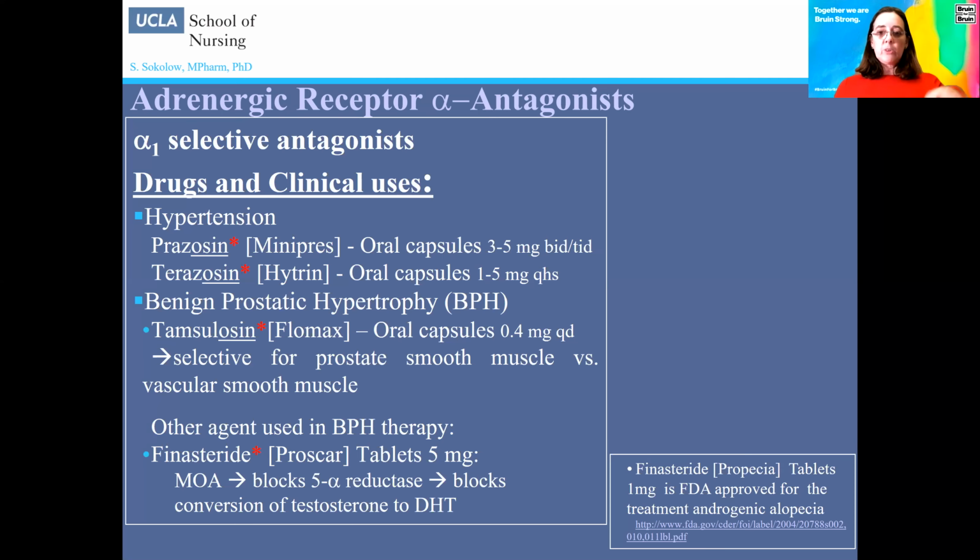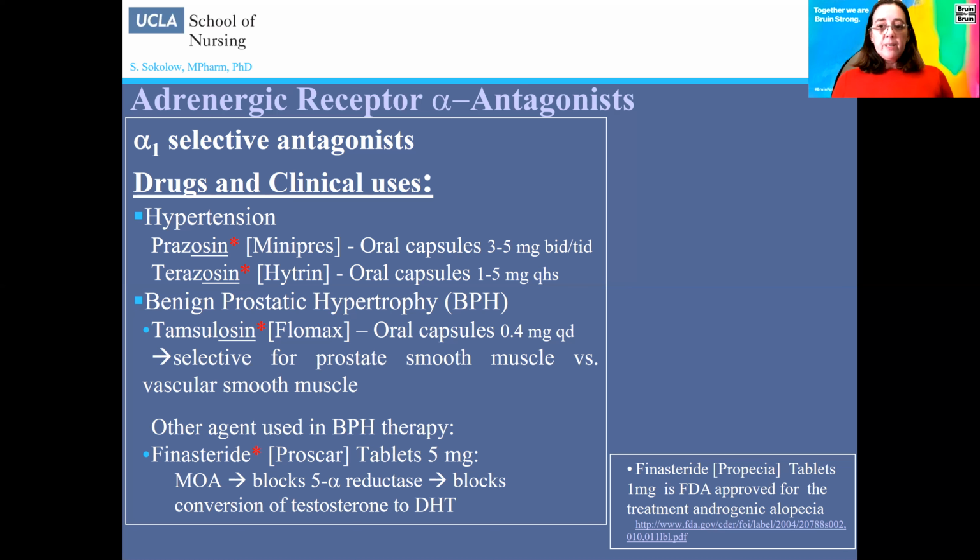And then again, we'll see those in more detail when we get to the lecture on hypertension. So tamsulosin, as you see, is more selective for the prostate smooth muscle versus the vascular smooth muscle. Now, if you have a patient who has hypertension and BPH, the less selective agent will be better because it will act on both.